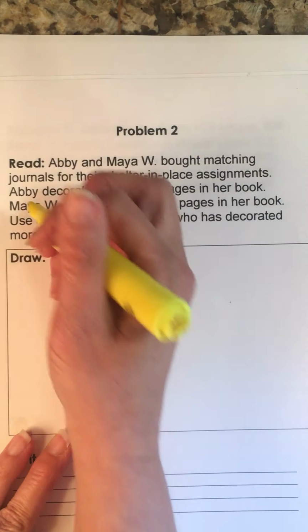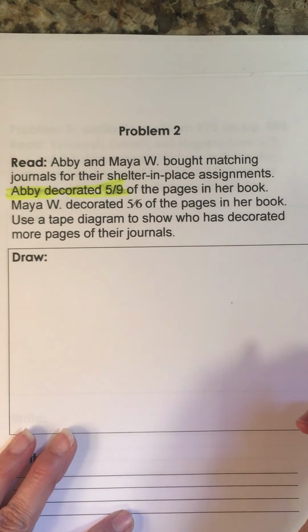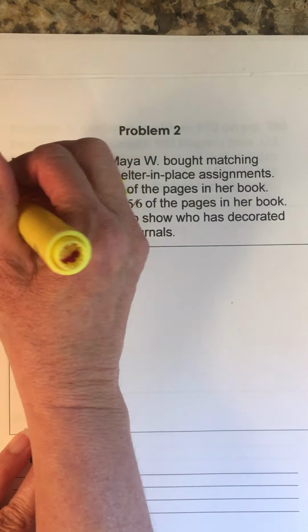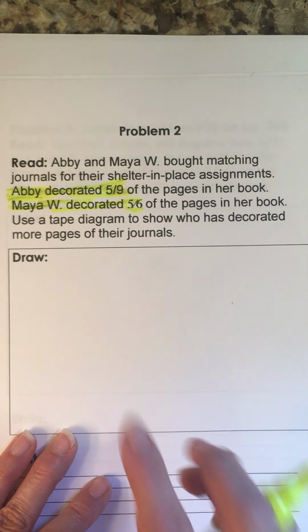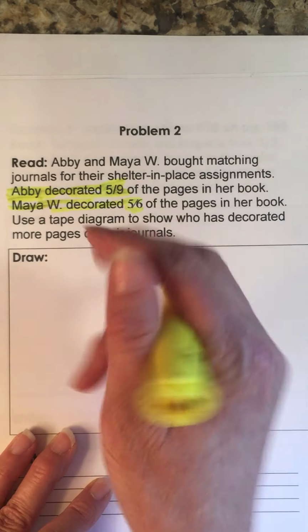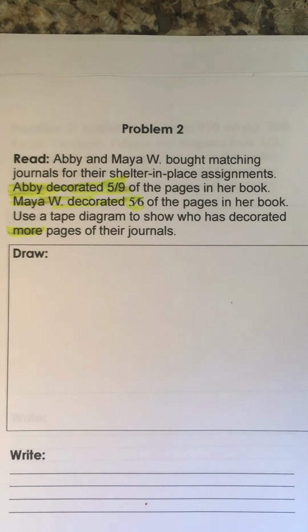Okay, well, I'm going to highlight Abby decorated 5/9 of her book, and this is the same size book, obviously, right? You have to make sure you understand that. Maya W. decorated 5/6 of her book. Use a tape diagram, that's like a bar graph, right, to show who has decorated more. So they want me to compare more. So Abby has a journal, the same kind of journal as Maya W., but Abby did 5/9 of the pages with decorations, and Maya W. did 5/6. Okay, so let me see. I'm going to try to draw it.